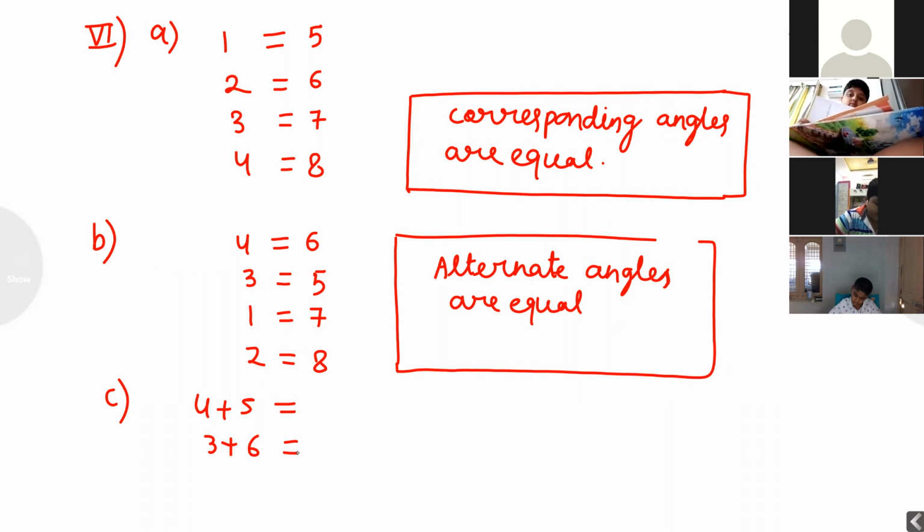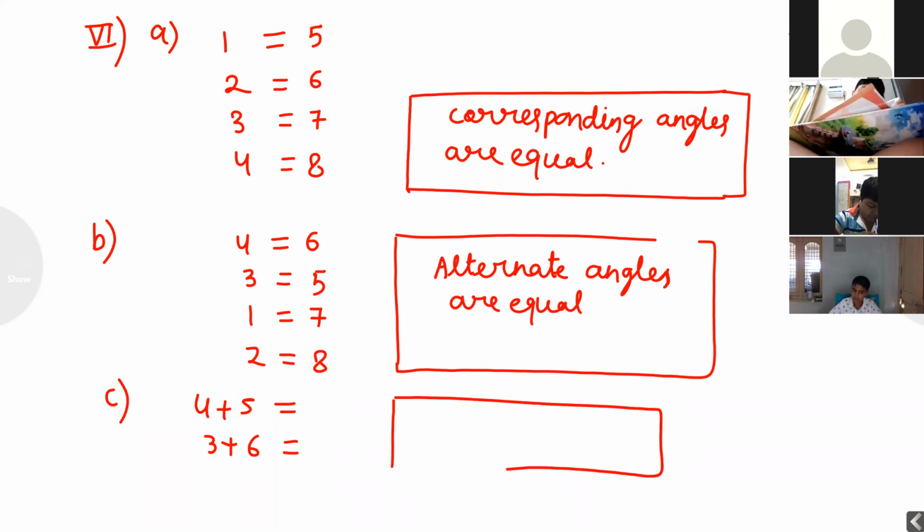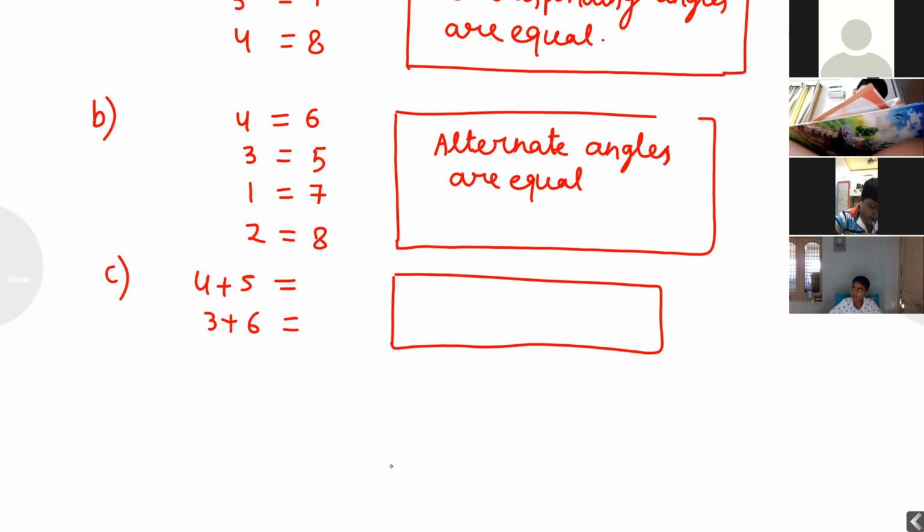I told yesterday so many times, I have stressed that word. Allied angle will never be equal, but the sum of allied angles will be supplementary angle or 180 degrees. On the bracket, note down: allied angles are supplementary.